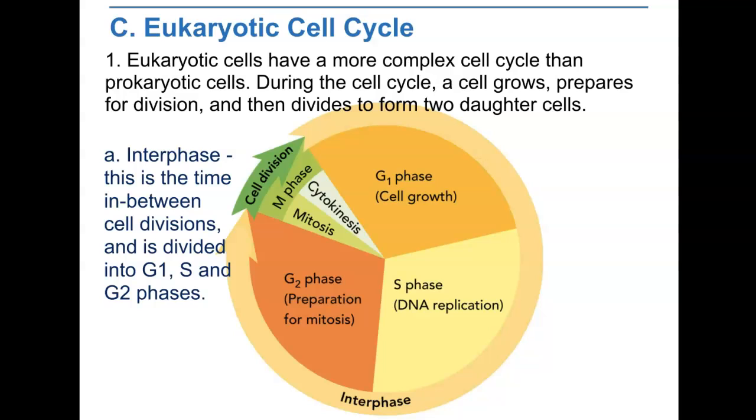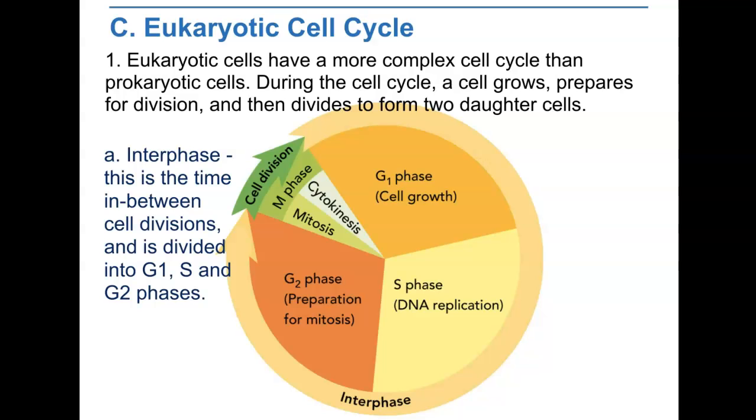G1 is cell growth. Cells do most of their growing during the G1 phase. In this phase, cells increase in size and synthesize new proteins and organelles. The G in G1 and G2 stands for gap, but the G1 and G2 phases are actually periods of intense growth and activity. S is the next phase and is for DNA replication.